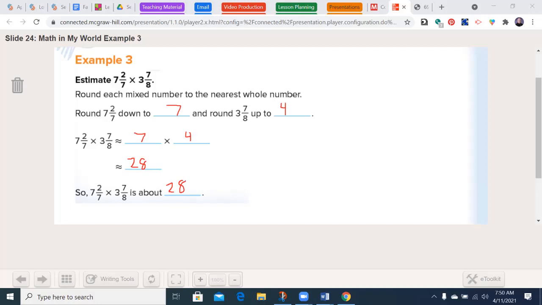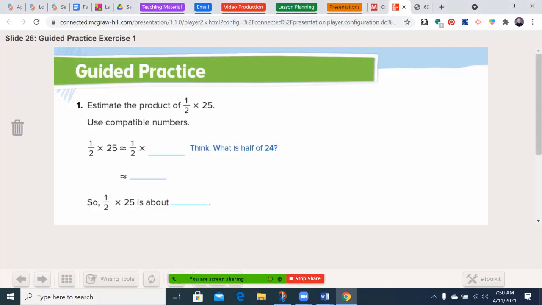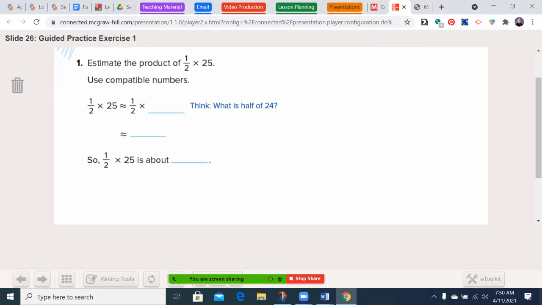All right, I'm going to go ahead and clear the screen. Find the product of 1/2 times 25 using compatible numbers, which remember means that you have to turn 25 into something that 2 will go into evenly. Go ahead and do that problem. When you do these problems, just make sure you pause the video, complete it, then unpause the video and check your work. You may pause the video now.